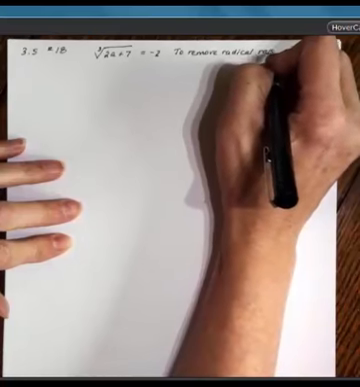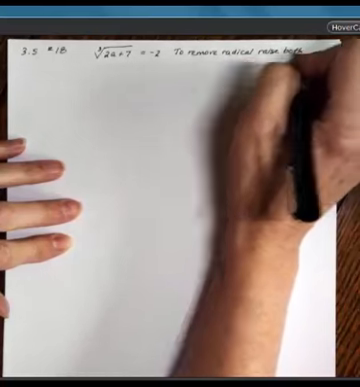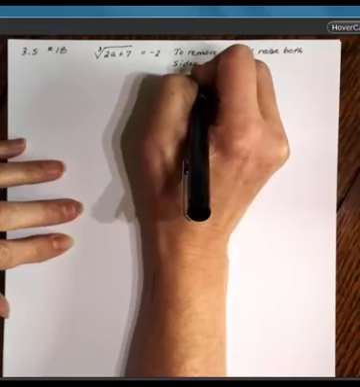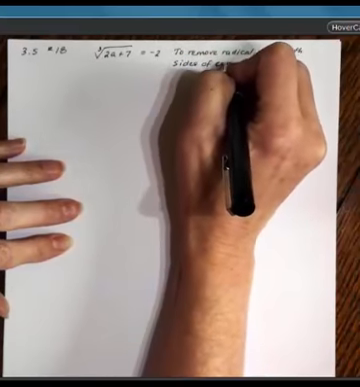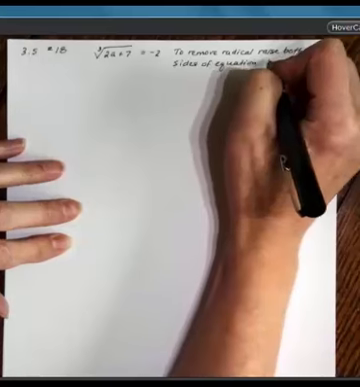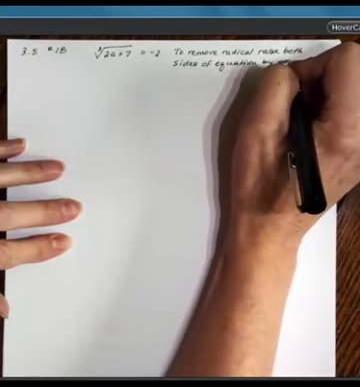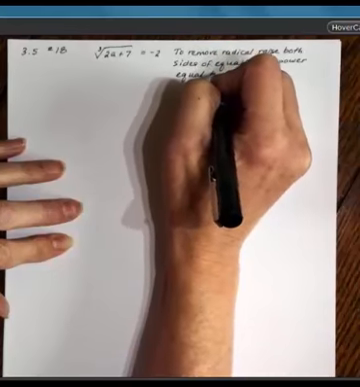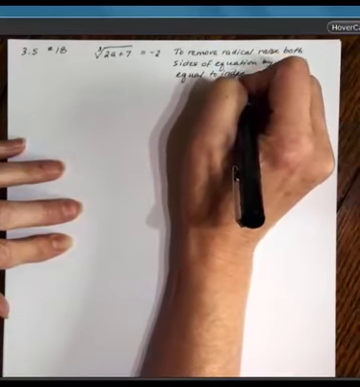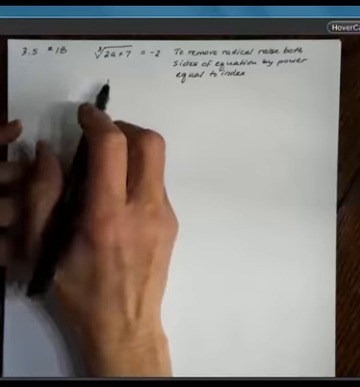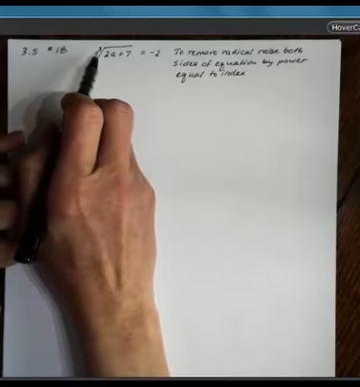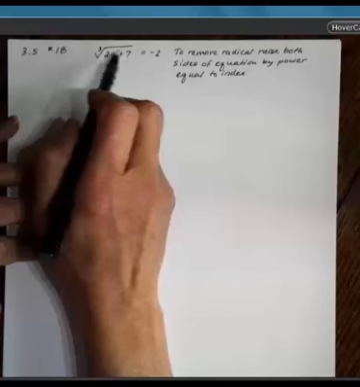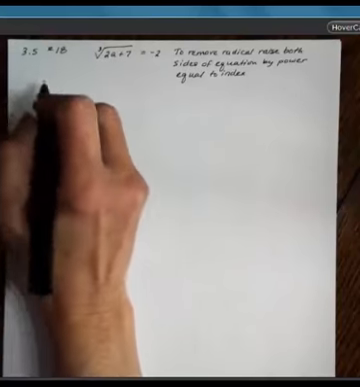To remove the radical, raise both sides of the equation by a power equal to the index. So my index is 3. That means I'm going to want to raise both sides of the equation by 3. That's what I'm going to do.